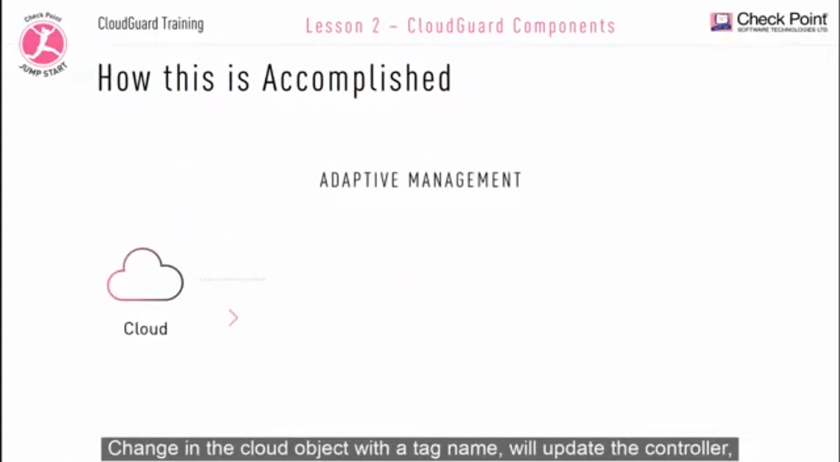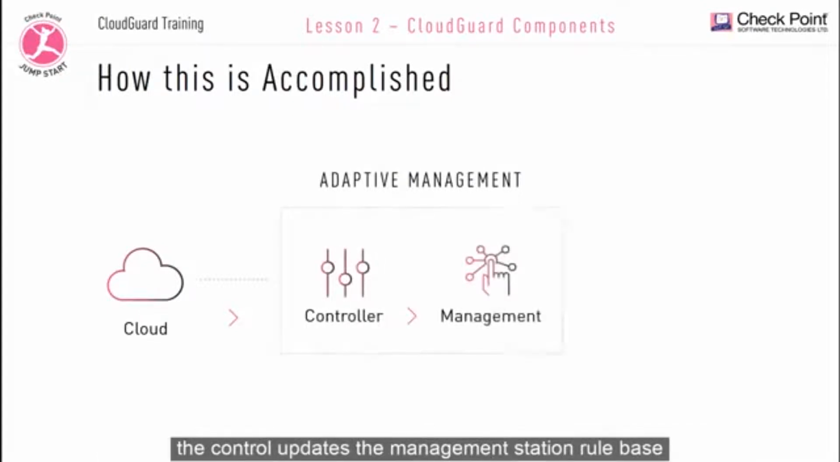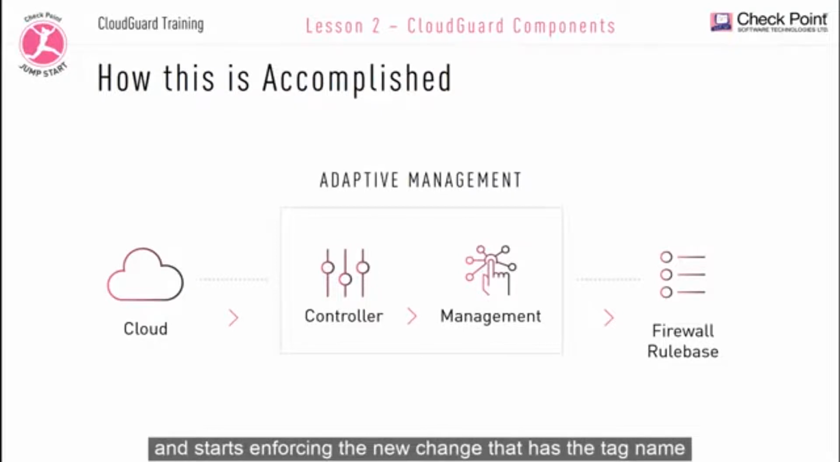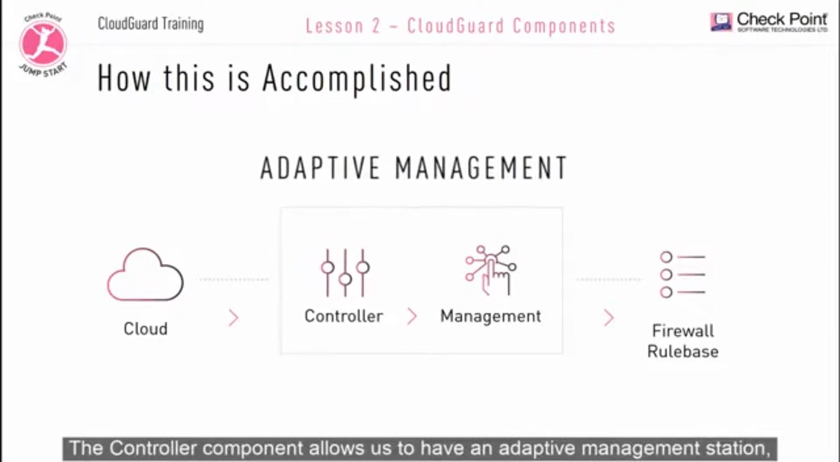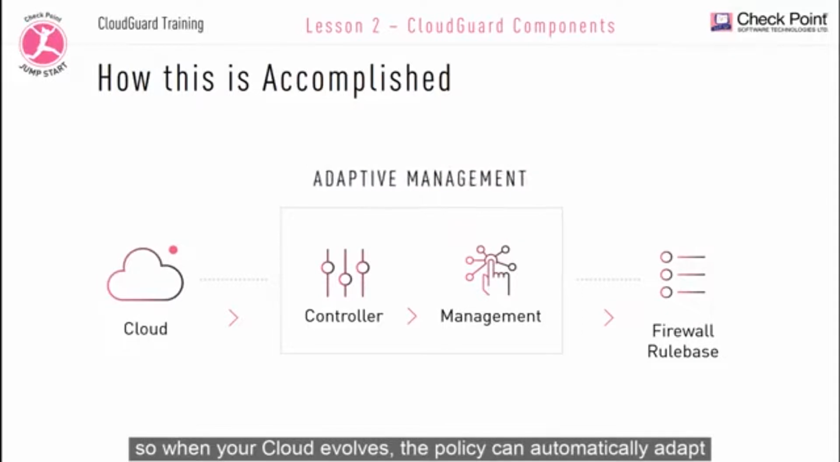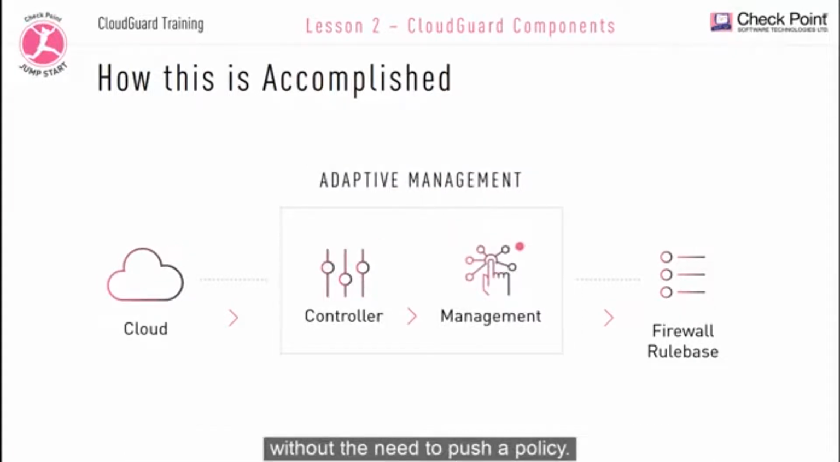Change in the cloud object with a tag name will update the controller. The controller updates the management station rule base that the tag has a new name change. The management station then updates the firewall and starts enforcing the new change that has the tag name. The controller component allows us to have an adaptive management station. So when your cloud evolves, the policy can automatically adapt without needing to push a new policy.